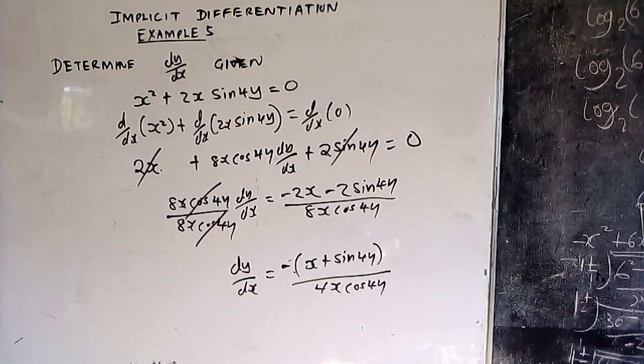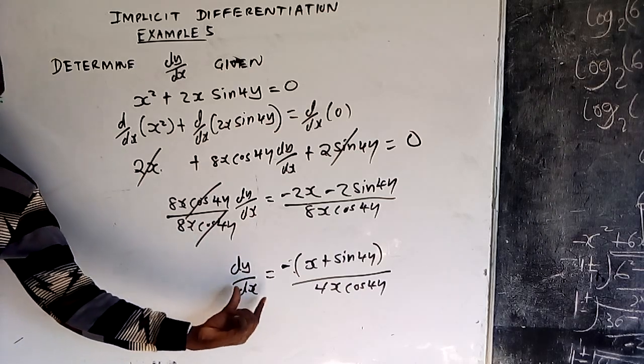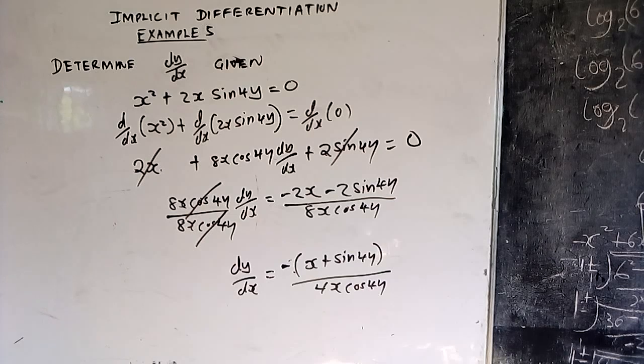Is that okay? So have you seen you've determined dy over dx using implicit differentiation? In implicit differentiation, if there's a rule of differentiation in between, you use that rule accordingly.